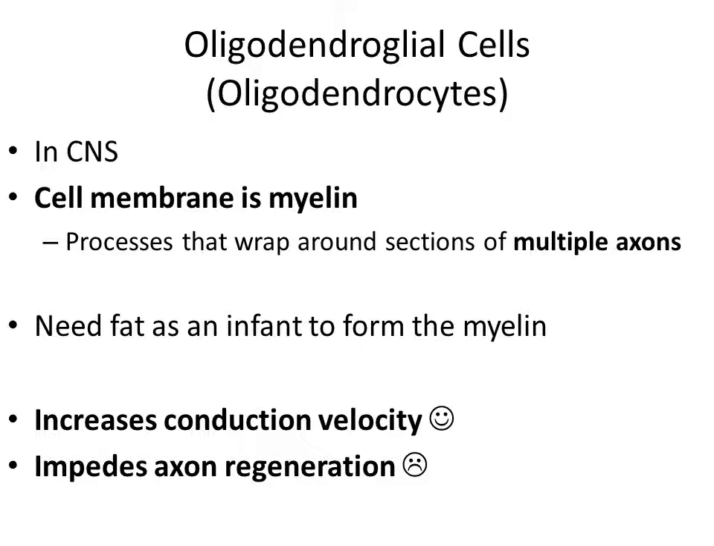And where you have this tight wrapping of just membrane, that's all that's left, everything that was in there got pushed out, where you have this tight wrapping of the cell membrane, that is myelin. A single oligodendrocyte will wrap around one or more sections of multiple axons. So the myelin on a single axon is actually made up of several different oligodendrocytes.